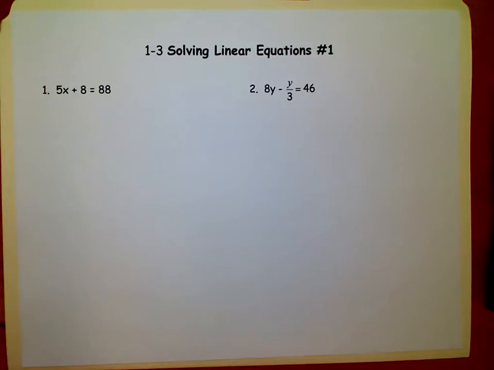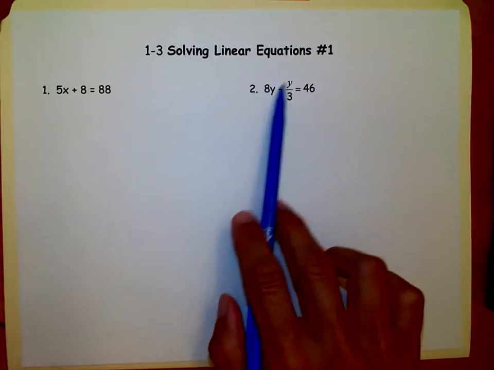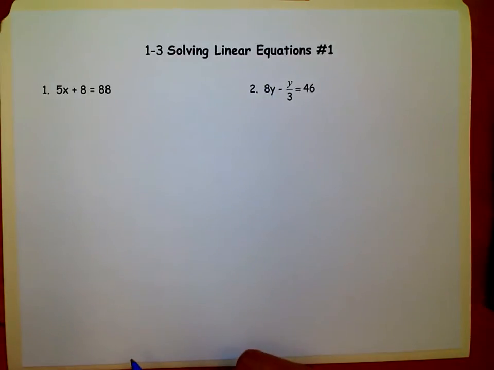Hopefully you have a good memory and you can remember that your goal when you solve a linear equation, that's an equation with one variable, notice there's just an x or just a y, it doesn't have an x and a y, is to get the variable alone on one side of the equation. When you do that, you're done, except for checking. You always want to check.